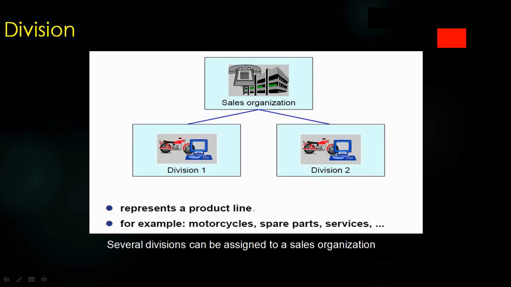So division represents a product line, and several divisions can be created for a sales organization. So under a sales organization you can create and assign more than one division. One division can be, as I said, electrical, another can be electronics, a third can be something else, depending on the business.